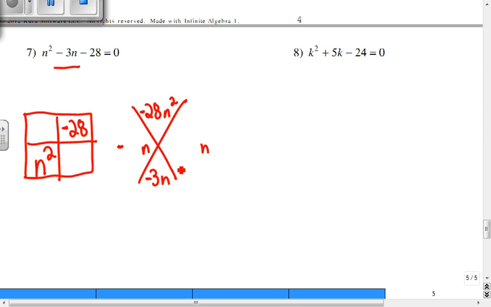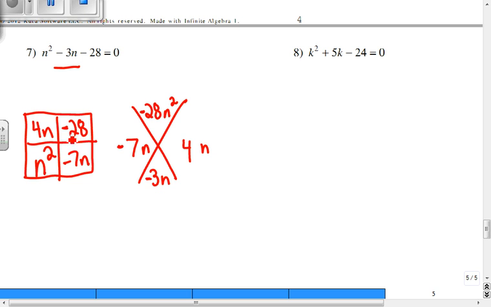4 times what gives me 28? 4 times 7. Well, that's 3. Let's see. If I make negative 4 times positive 7, it multiplies to the correct thing, but it doesn't add to the correct thing. Negative 7n times positive 4n, though, multiplies to negative 28n squared, and it adds to negative 3n. So we're good. Okay, so we put these over here.